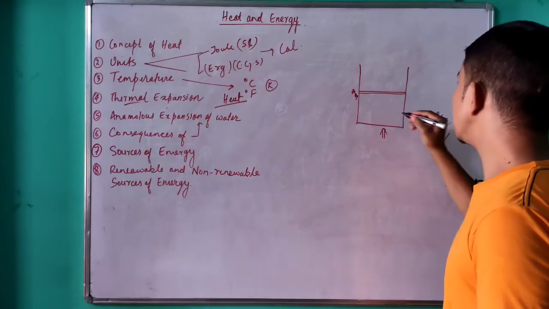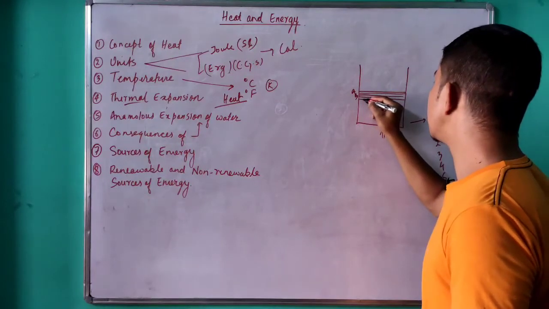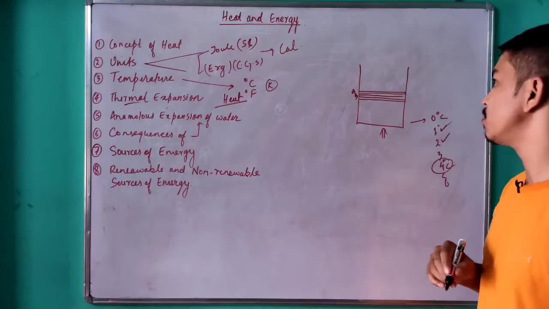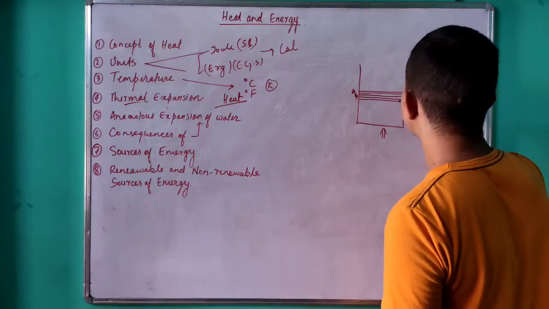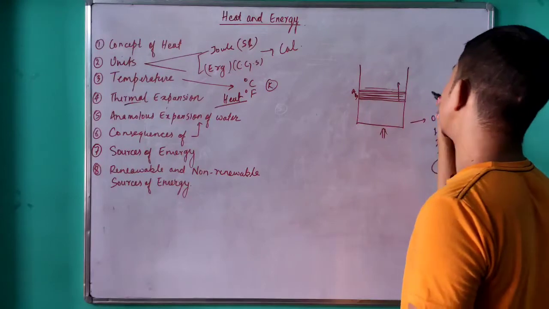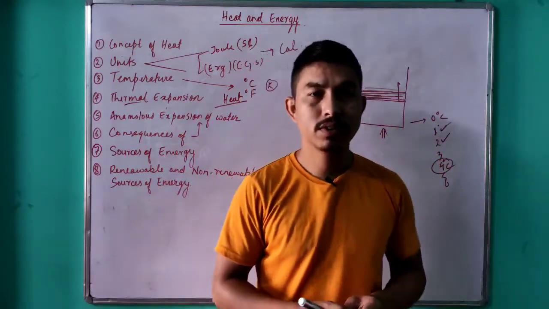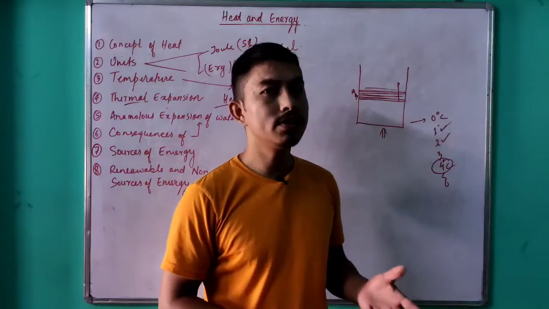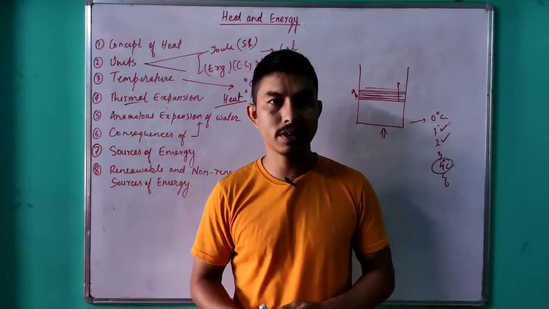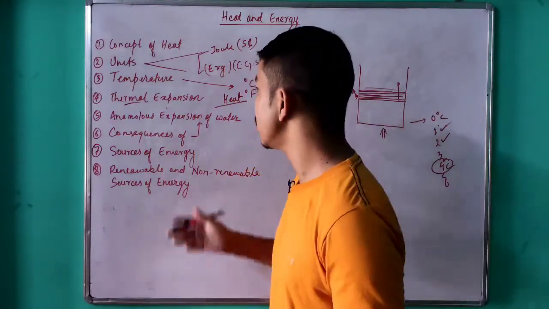At 2 degrees, the volume will still decrease. At 3 degrees, the volume will decrease. At 4 degrees, the volume will decrease. But once it crosses the 4 degree centigrade mark, after that the volume of the water starts increasing. So at 5 degrees it increases, 6, 7, 8, 9 and so on. So the anomalous expansion of water simply means that when water is initially heated, its volume decreases up to 4 degrees centigrade, and after 4 degrees, on further heating, its volume increases.